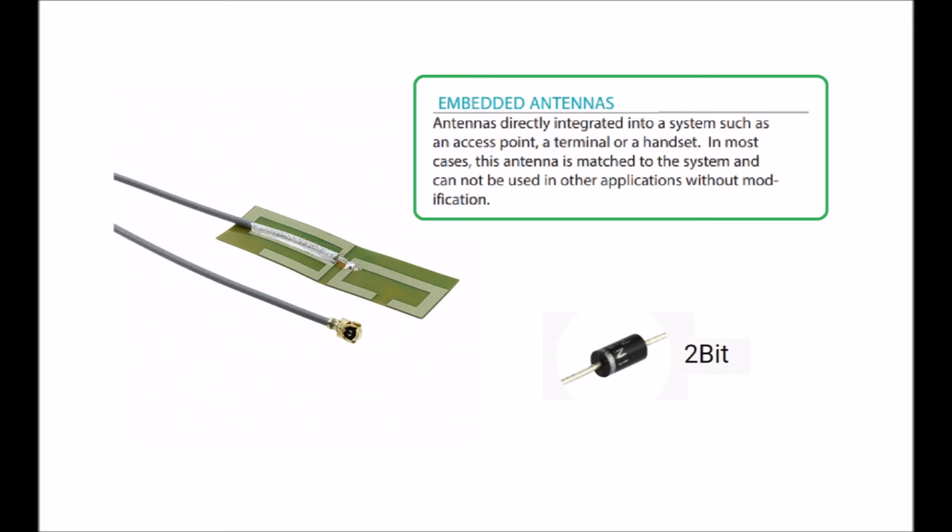Embedded antennas: antennas directly integrated into a system such as an access point, a terminal, or a handset. In most cases, this antenna is matched to the system and cannot be used in other applications without modification.